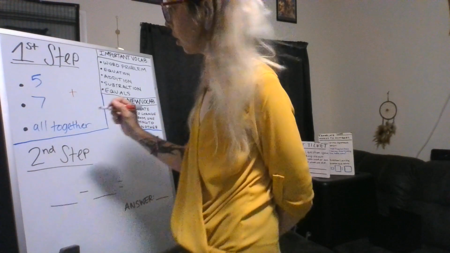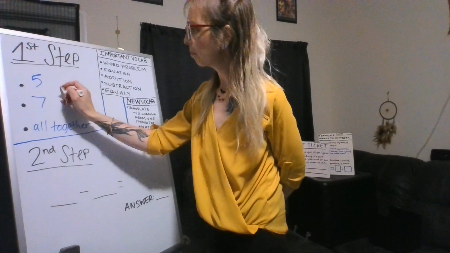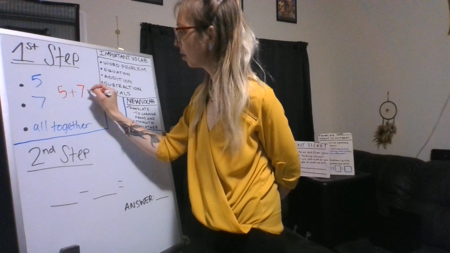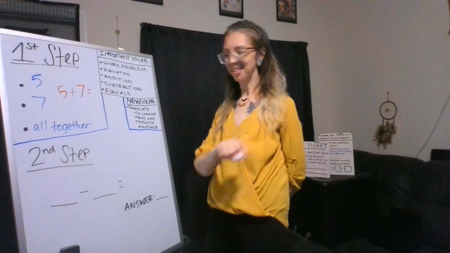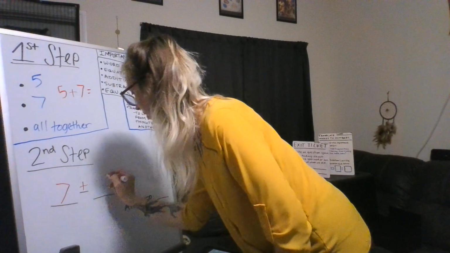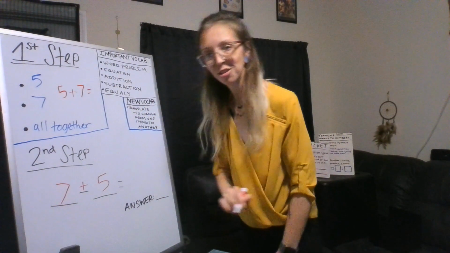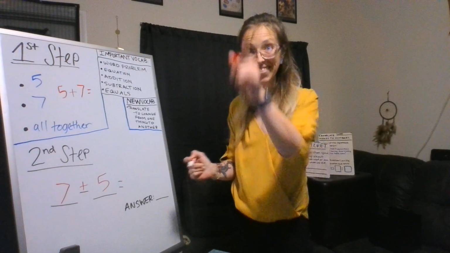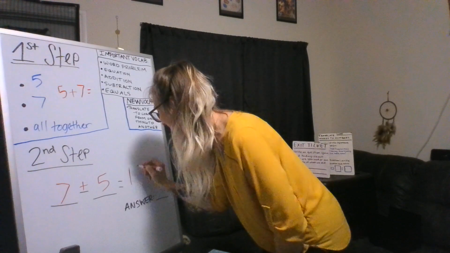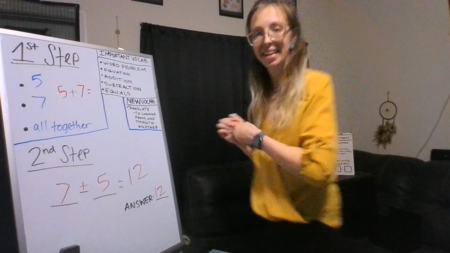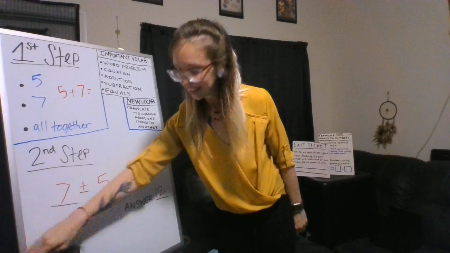And now we are going to put our 2 numbers, throw an equal sign on there. And then all we have to do is put them in the right order. And then solve. Anybody got the answer? 12, great job. And we're going to put it down here in our answer space.